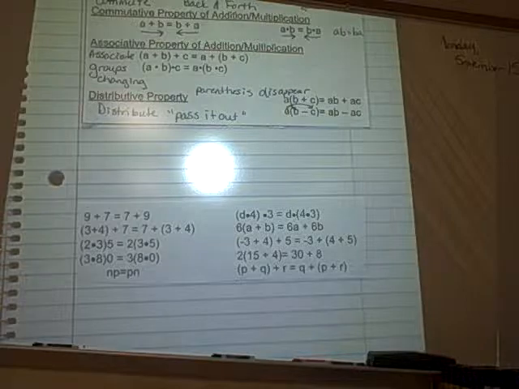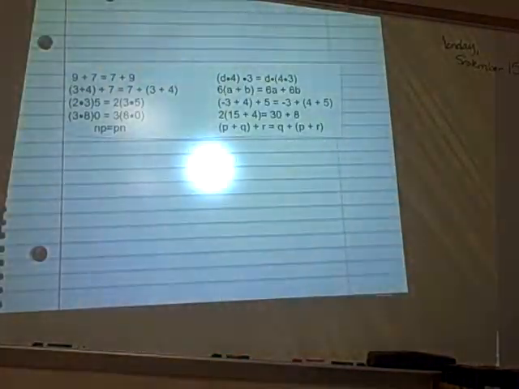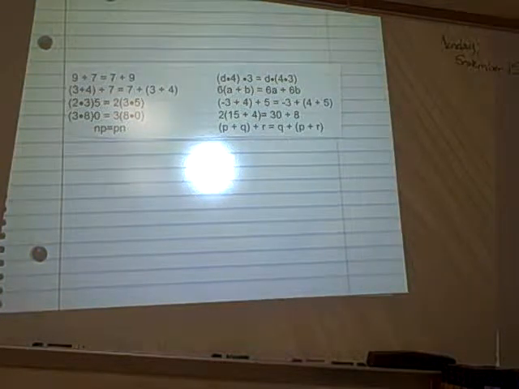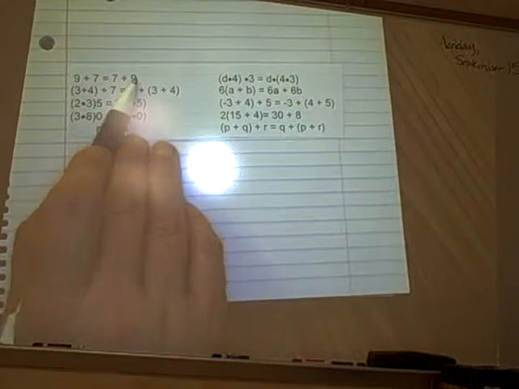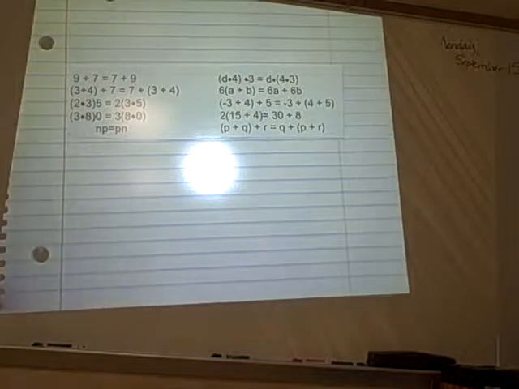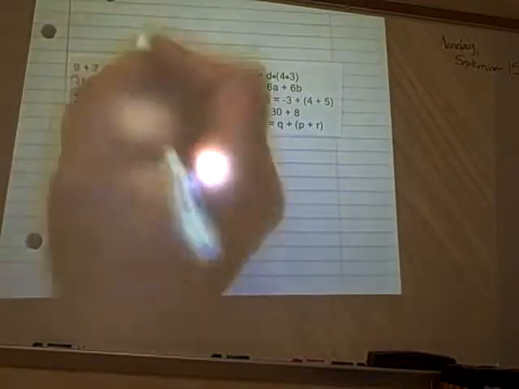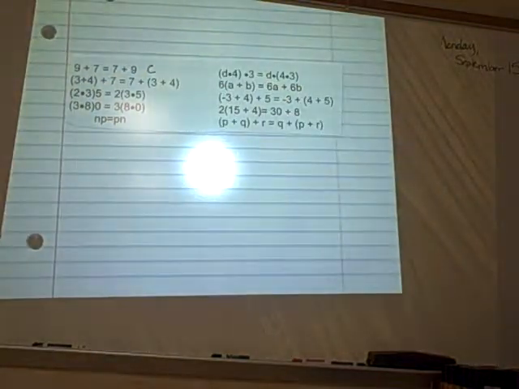So that's distribute. So we're just going to look at these examples and decide, is it commutative, is it associative, is it distributive? On the first one, 9 plus 7 equals 7 plus 9. Which one is that? Commutative. Commutative, it's back and forth, right? It's the same two things, they're just switching spots. So this one's commutative, so put a C beside that. You don't have to write the whole word.